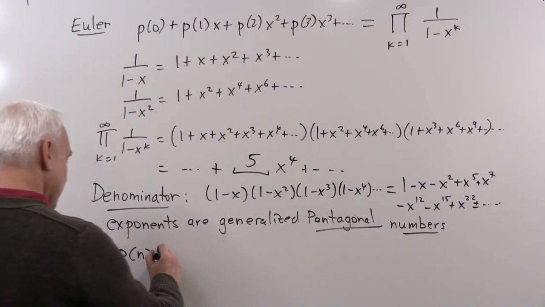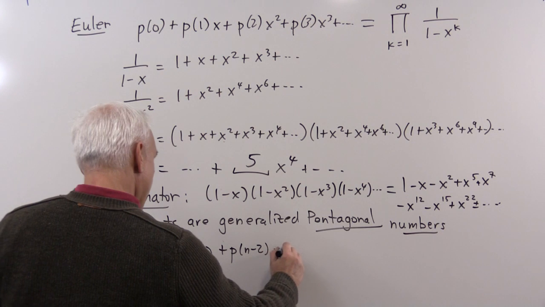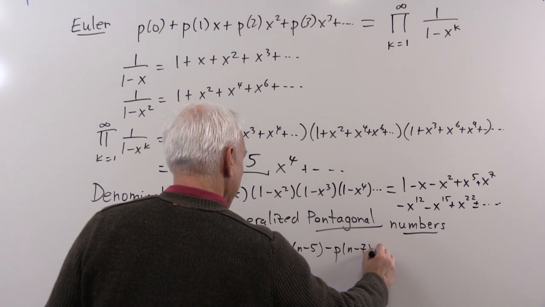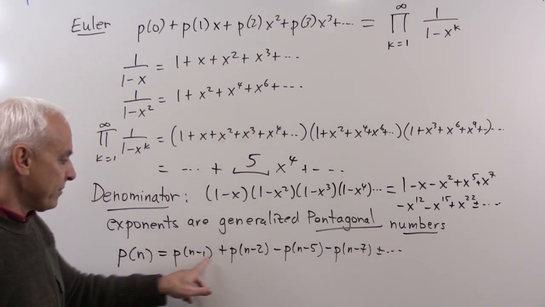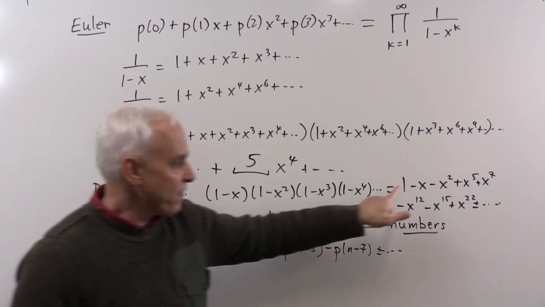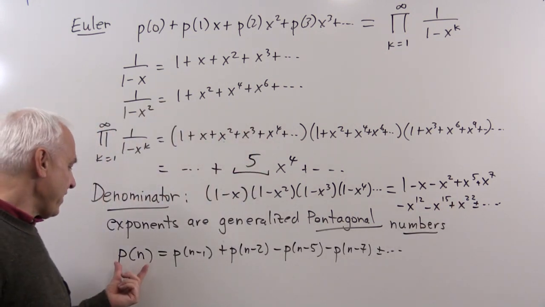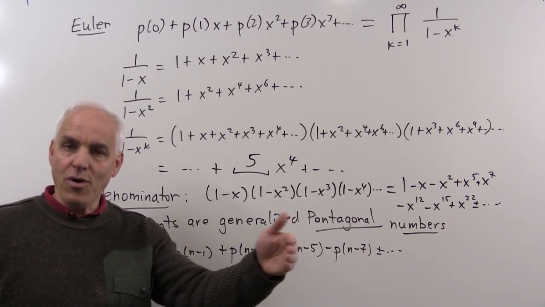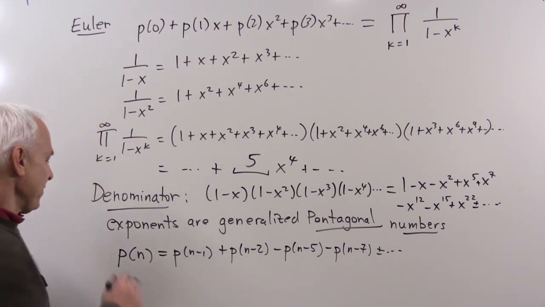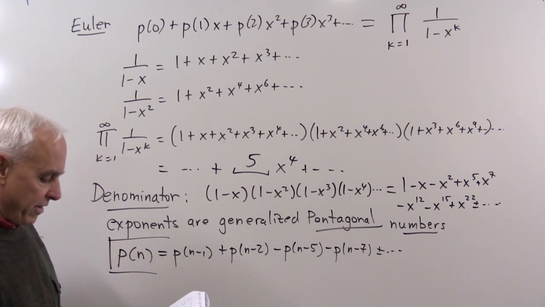Namely that P of n can be written as P of n minus 1 plus P of n minus 2 minus P of n minus 5 minus P of n minus 7 and so on, where the expressions that are involved here in this recursion are coming from the exponents in this sequence. So this is a way of calculating P of n if you know all the previous values of P of n. So it's a recursive formula. So very interesting and useful one. That's called Euler's pentagonal number theorem.